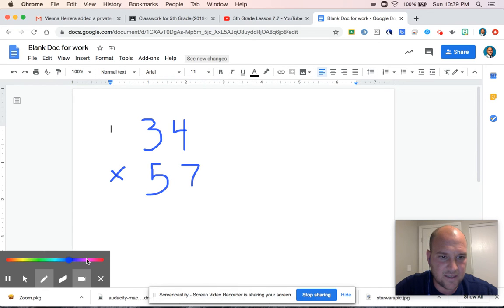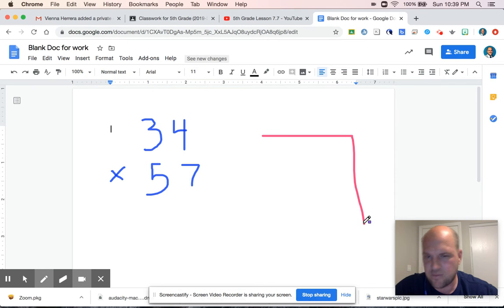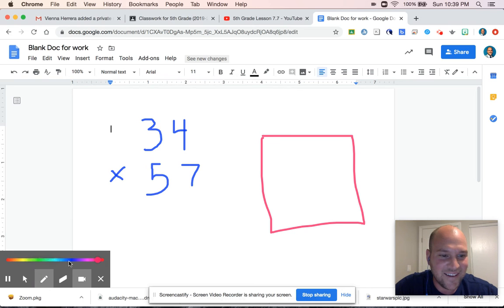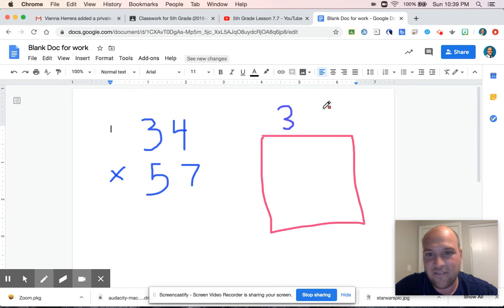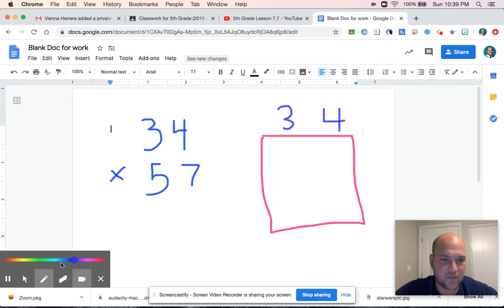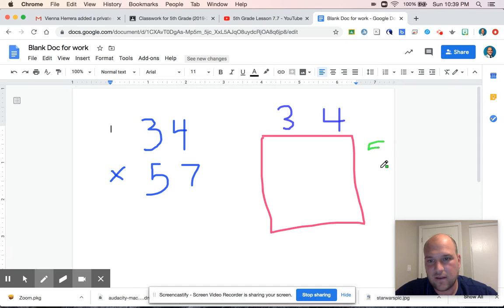Remember when we did box and cluster, we would do the box. I'm sorry, there's a fly in my face. I'm using both my fingers, so I had to blow it away. And then we would do 34. We do 34. So we got our ones here and our tens here, and we do the same thing with 57. We'll go, I don't know, green, I guess. 57.